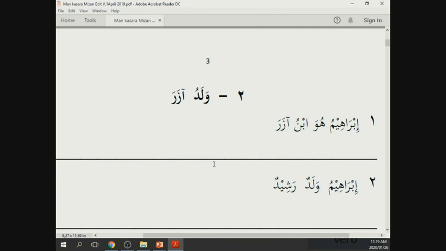sometimes it has the mark, sometimes it doesn't. In the Indo-Pak print, it doesn't show all of those details, and that's like that for a reason. The reason is to facilitate people that don't know Arabic so well to still be able to read the Quran with ease. But if you look at the 15-line Uthmani print, you'll see that some of them have the hamza, some of them don't, etc. But anyways, let's just read the sentence. Everybody, Ibrahimu huwa ibnu Azara.